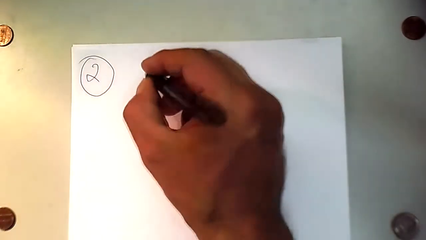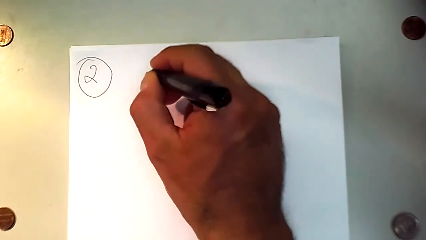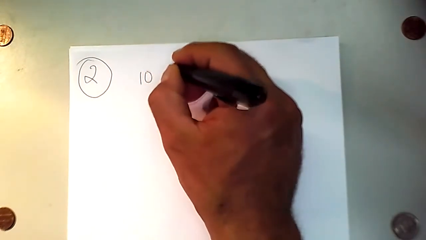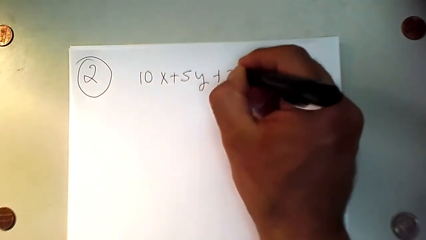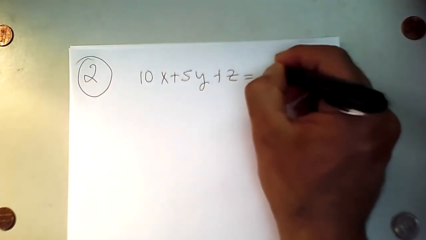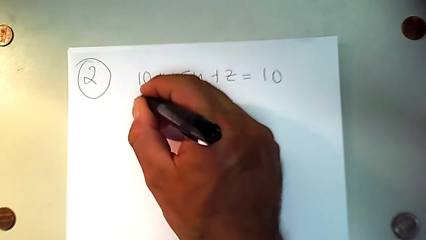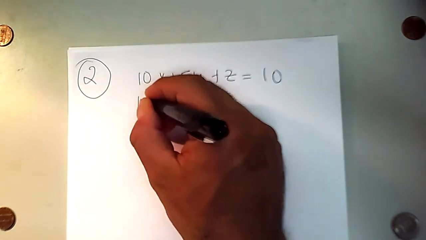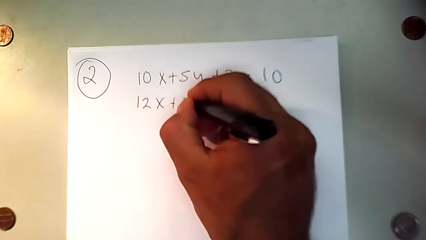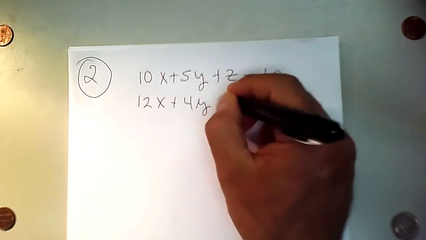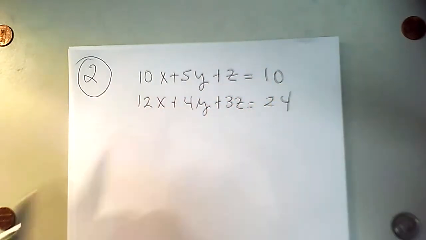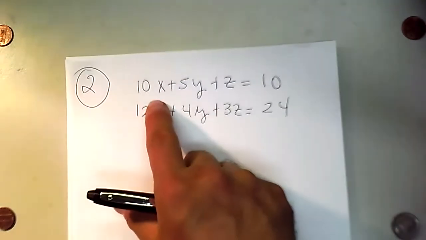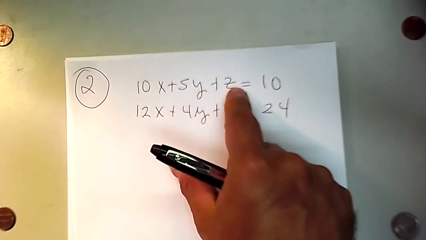I'm looking for my equations. Oh, I put them on the wrong page. So the first equation is going to be 10x plus 5y plus z equals 10. My second equation is 12x plus 4y plus 3z equals 24. Okay, this is a plane in 3 dimensions.